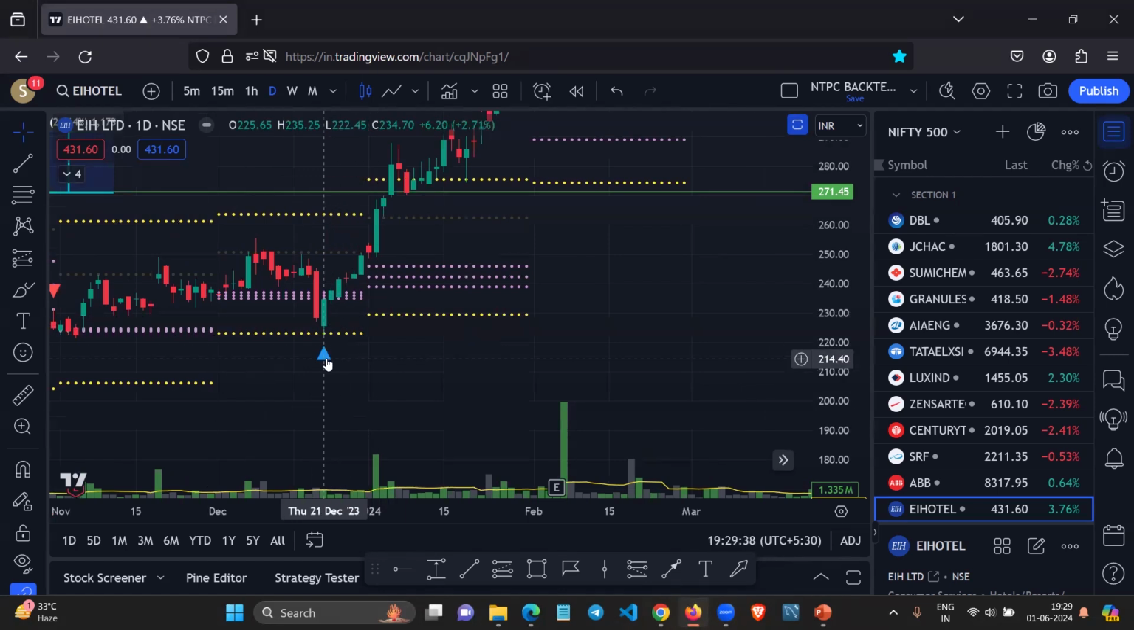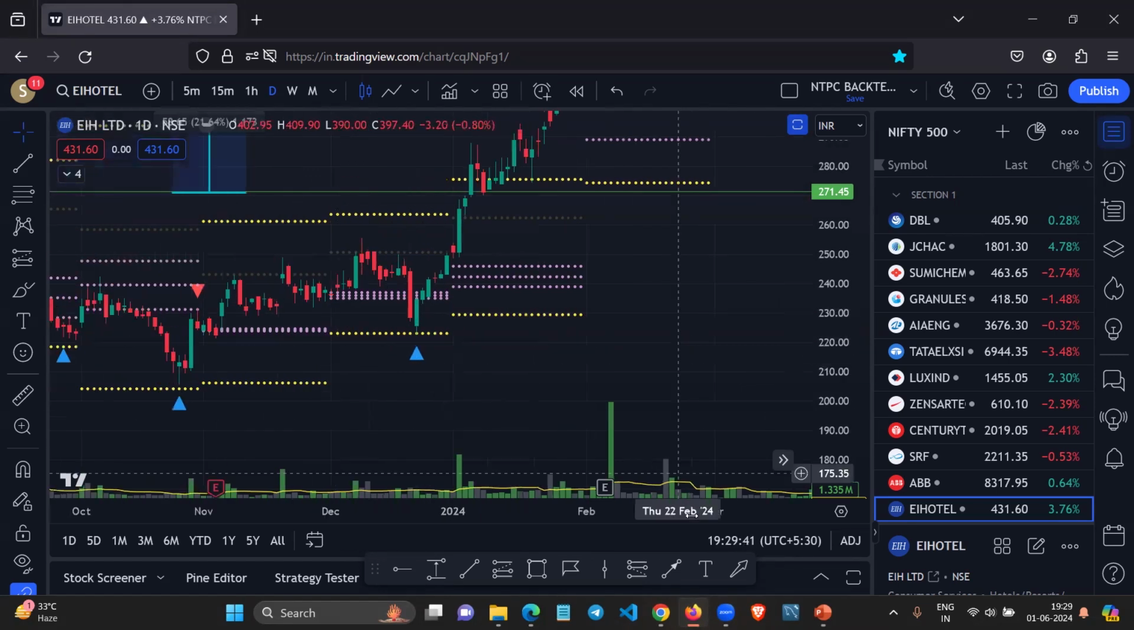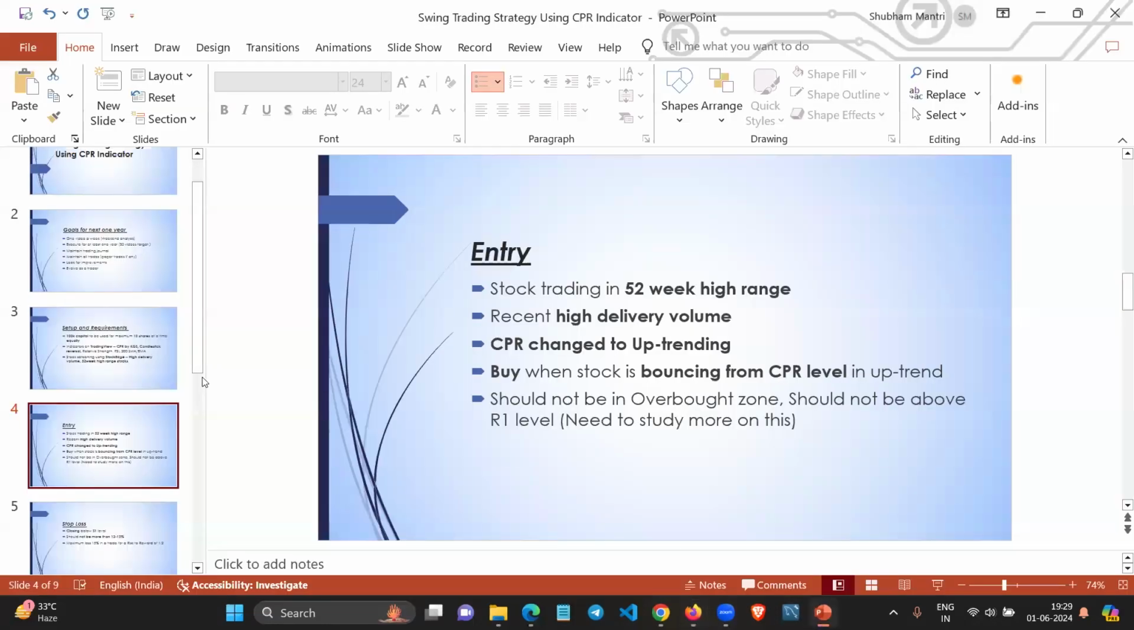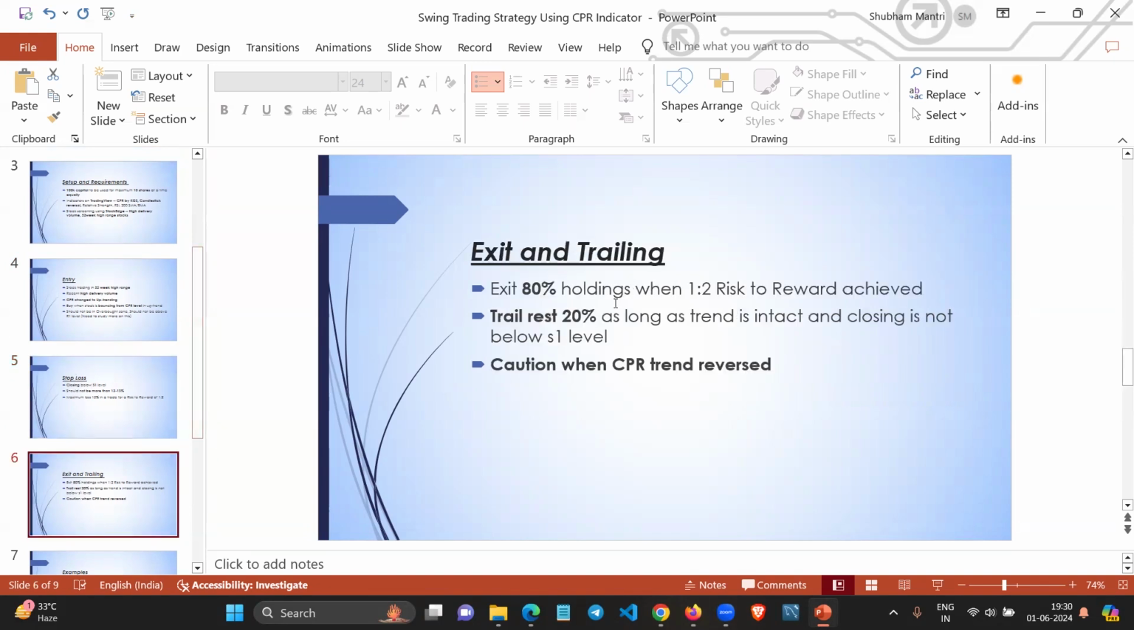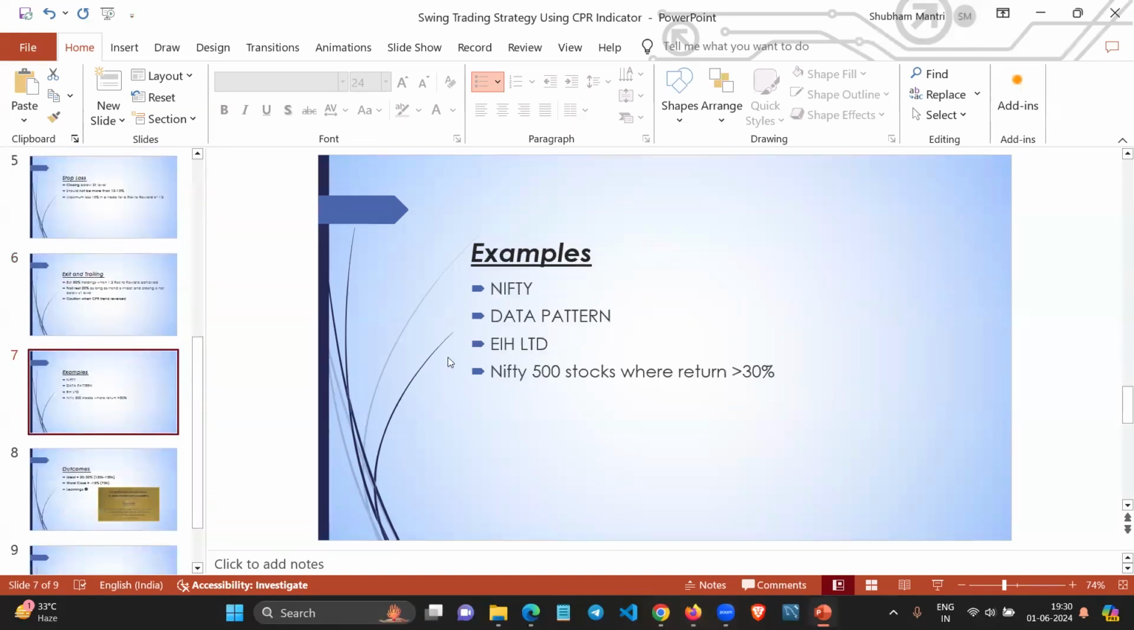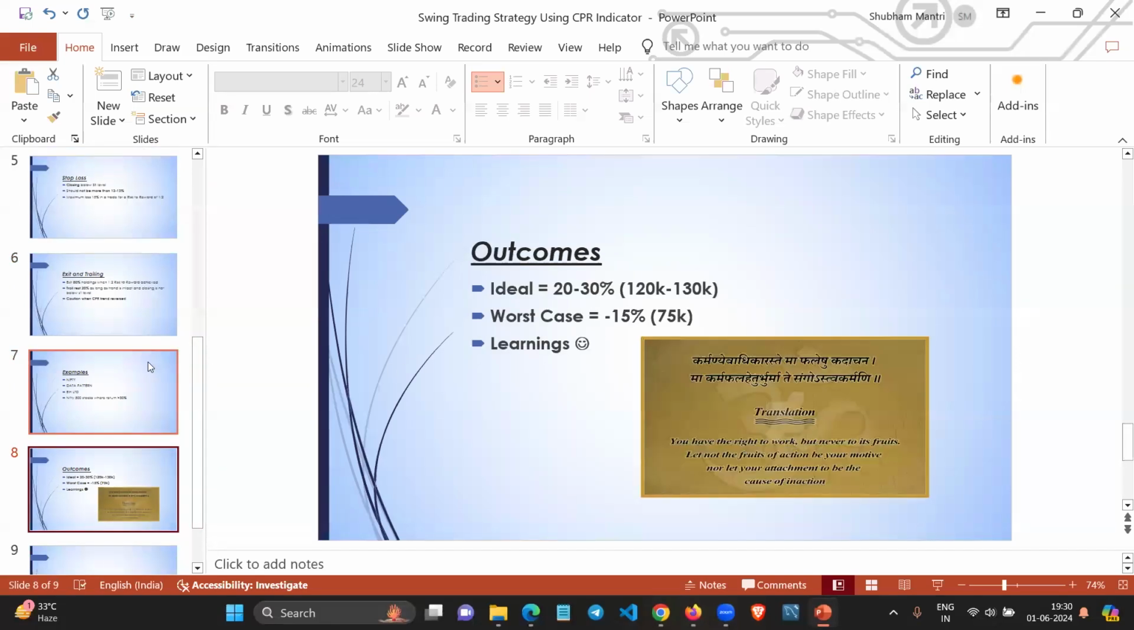Here we are getting this candlestick signal also to buy. Then stop loss below the S1 level, and it should not be greater than 12 to 13% because the maximum I can lose in one trade is 15% according to my planning. And then exit criteria: 80% will exit when we see the 1 is to 4 reverse, and the remaining 20% will be traded as long as the S1 level is intact. So I showed some examples.